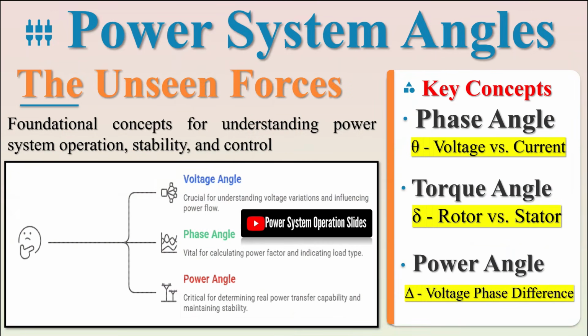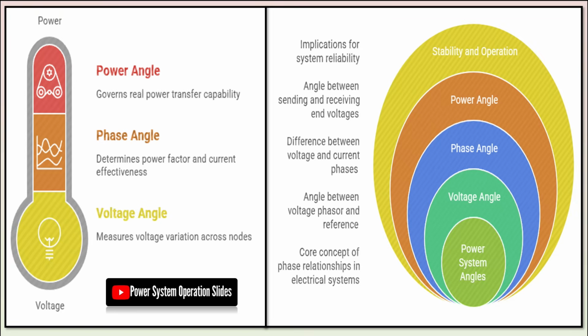While they may seem like basic textbook material on the surface, their implications are profound and far-reaching, influencing everything from individual generator performance to system-wide stability across entire transmission networks. Understanding these angles is not merely an academic exercise, it is essential for grid operators, system planners, and electrical engineers who must ensure the continuous, reliable delivery of electrical energy to millions of consumers.